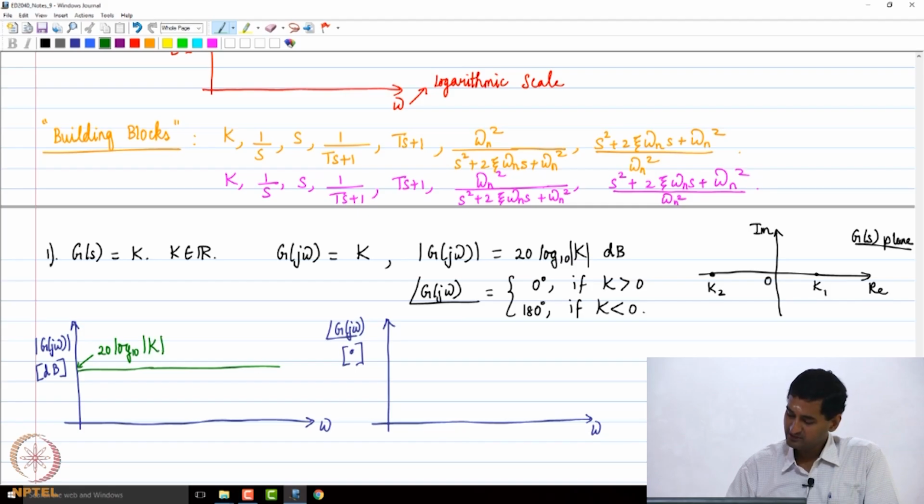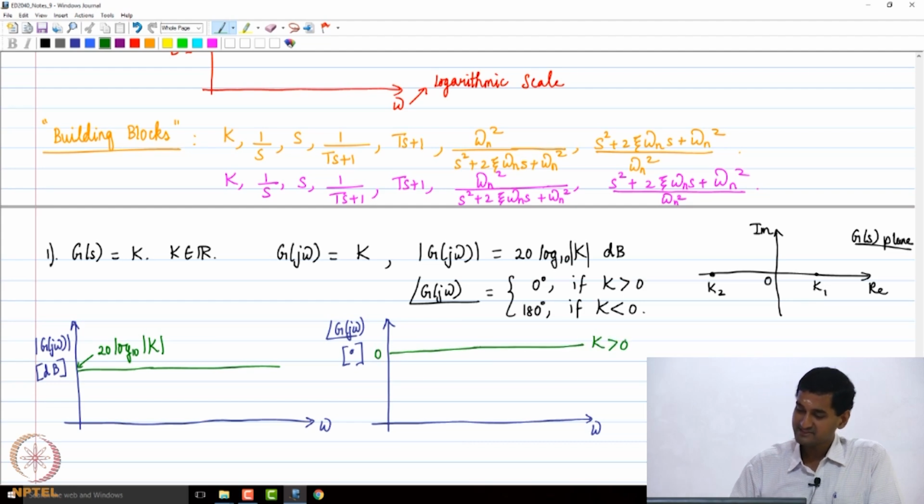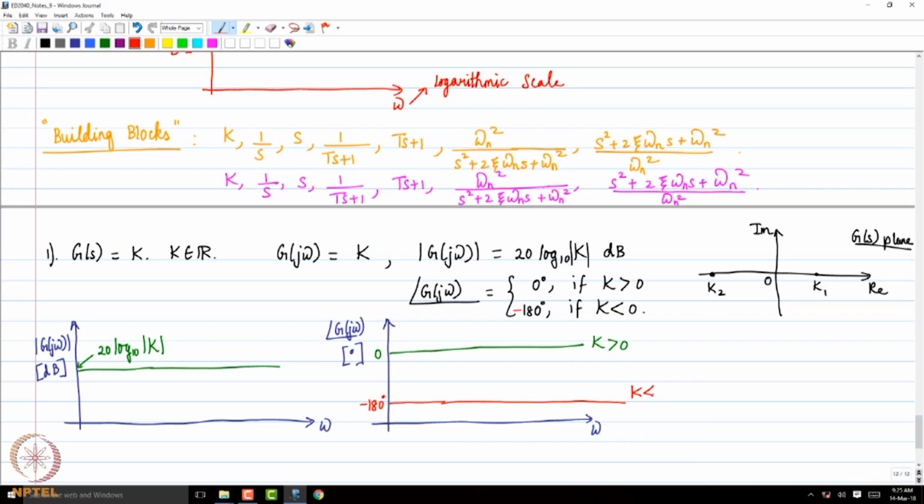So in the phase plot, I will have either 0 if k is greater than 0, or, typically what we do is we take a negative value, and we will see why we do that. So we take it as minus 180. Typically we will take it as minus 180 if k is less than 0. I will explain why we take the negative value here later on.